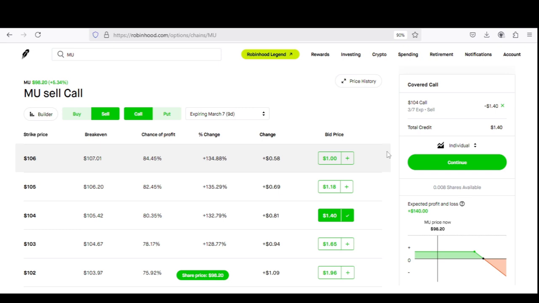Now, just like any option strategy, it is not a get rich quick scheme. This is going to take a while, so have patience.